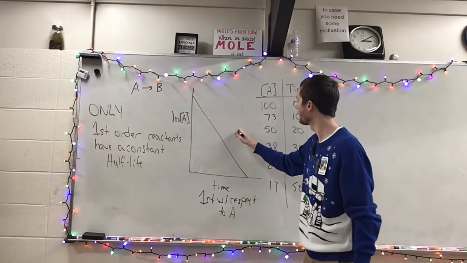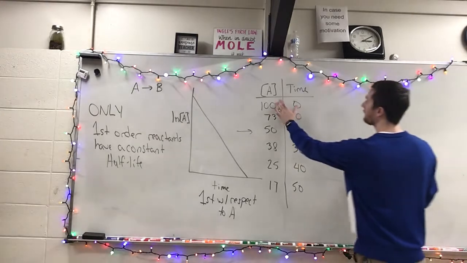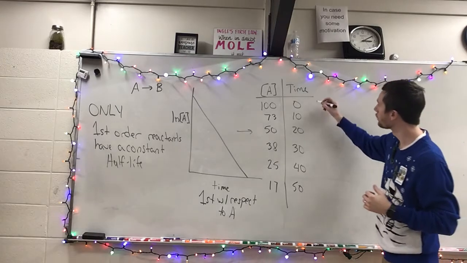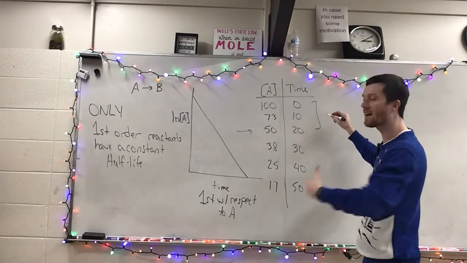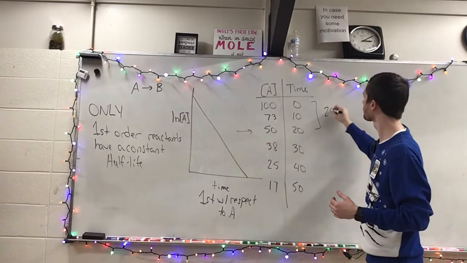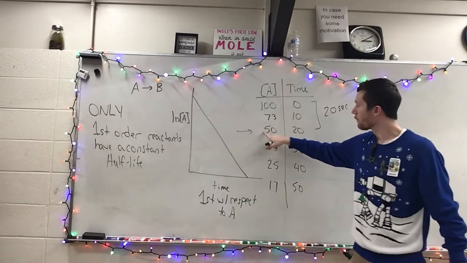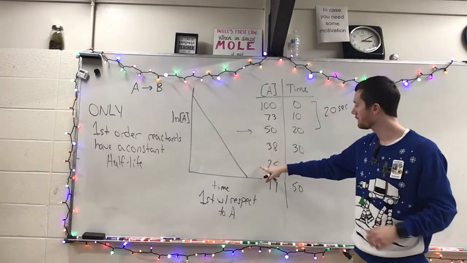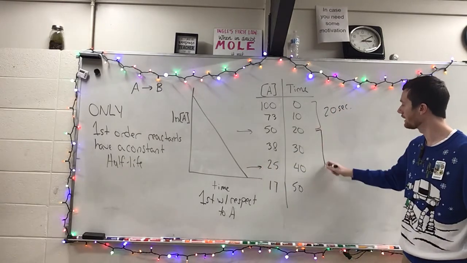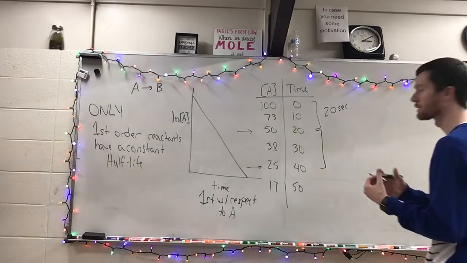You'll notice right here, we are at half of our original concentration. From 100 to 50 is a halving of your concentration, and that took 20 seconds. My first half-life here, the time it took for me to use up half of my reactant, was 20 seconds. If you look, to go from 50 to half again would be to 25. And you'll notice it took from time of 20 to time of 40 in order for this reaction to half its concentration again.